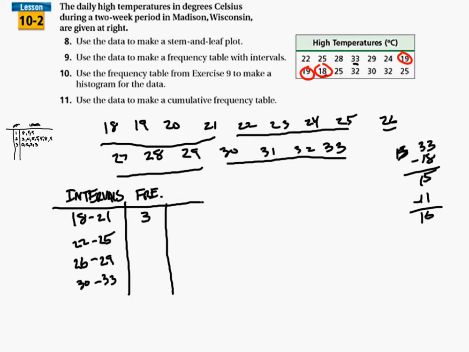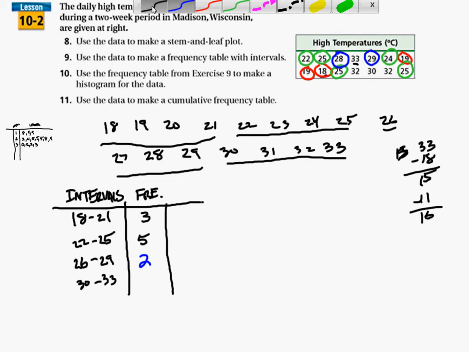Now let's look at 22 to 25. So I have 1, 2, 3, 4, 5. So there I have 5 pieces of data. Now I have 26 to 29. Looks like I'm showing 2. I have 28 and 29. And that leaves me simply with 30 to 33, which is everything else, which would be 4. So that's 4 pieces of data.